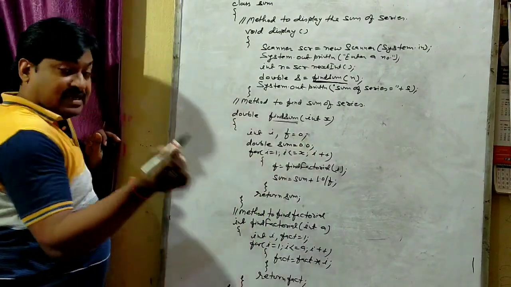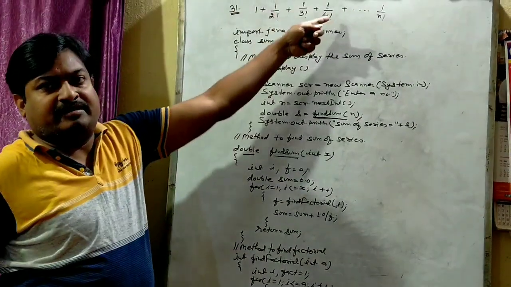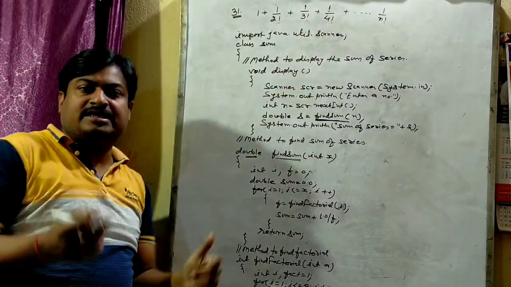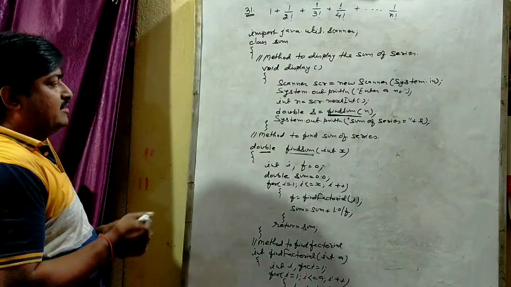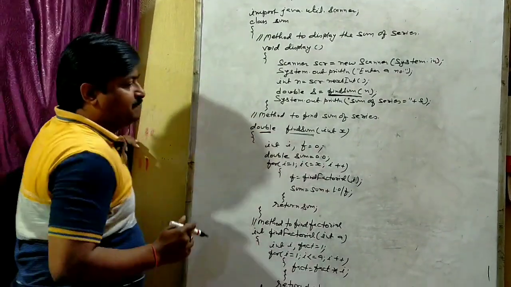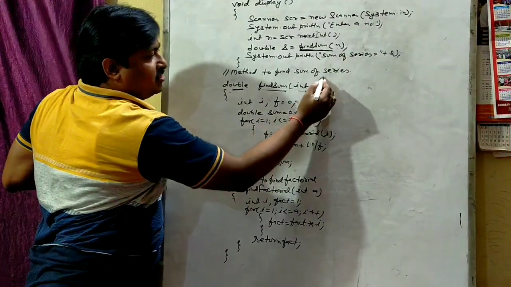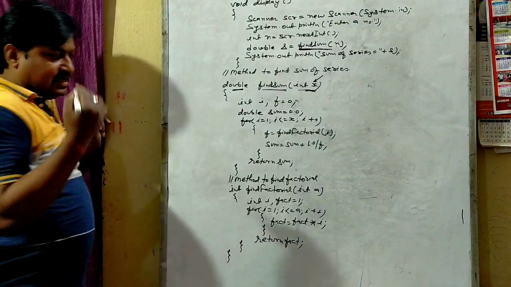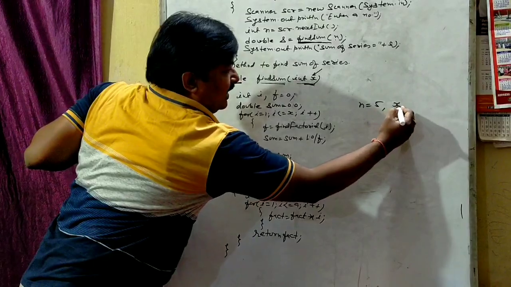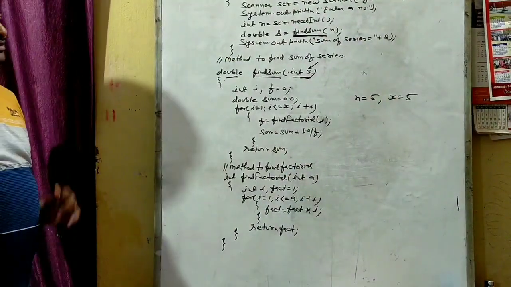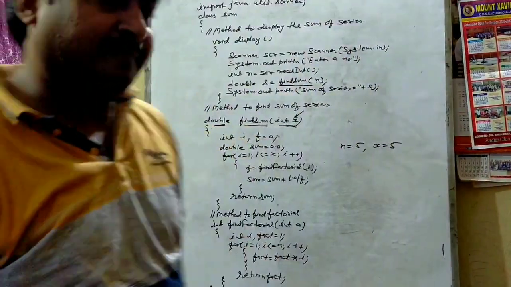Find sum. The prototype means the return type of the function is double. Why? Because the question is in fraction, so the return type must be in fraction. That's why I take double. So double find sum, int x. The value which we pass through n is stored in the variable x. Suppose n equal to 5, therefore x is also equal to 5.